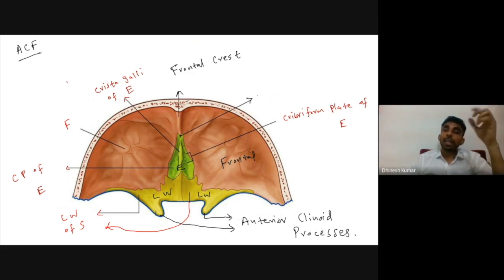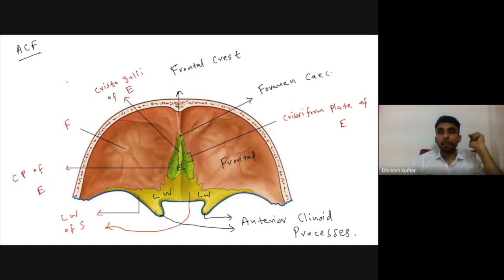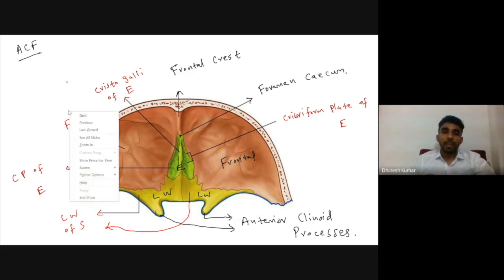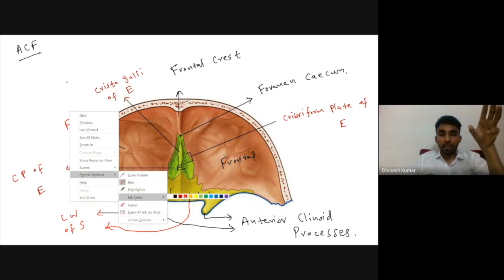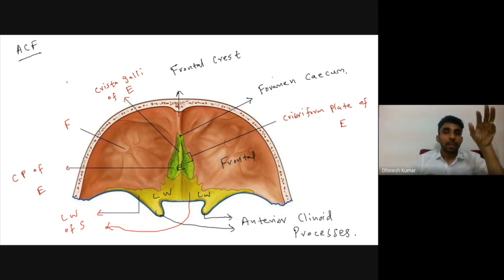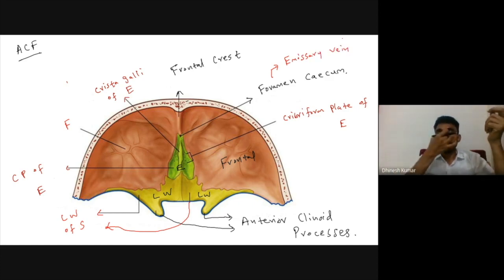And do you see a small opening between the crista galli of ethmoid bone and the frontal crest? Yes, this is the foramen cecum. It is not always present, but if foramen cecum is present, what is the importance? It allows the passage of an emissary vein which connects the nasal mucosa with the superior sagittal sinus.